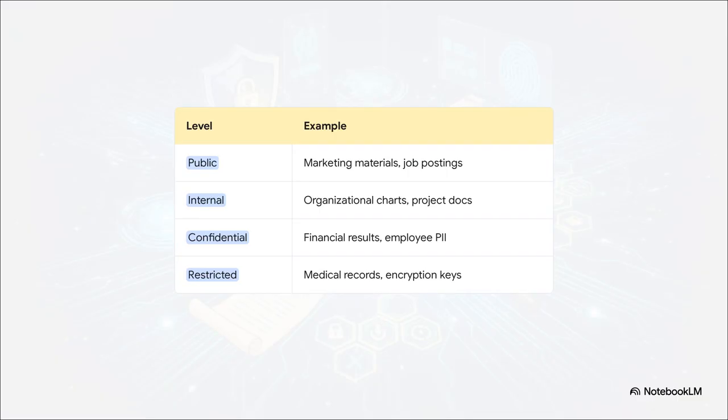At the bottom, you've got public data, things like marketing materials or job postings. Go up a level and you have internal data, stuff that shouldn't leave the company, like project plans. Now it starts getting serious with confidential data, things like financial results or employee PII. And right at the top is restricted data. This is the stuff where a leak would be a catastrophe. We're talking medical records or the company's private encryption keys.